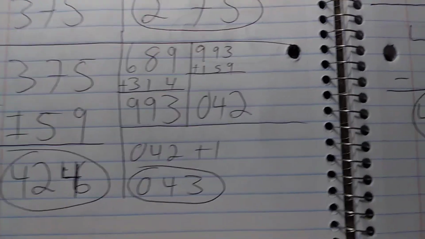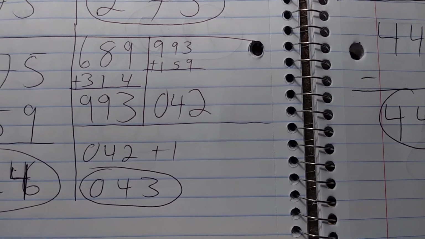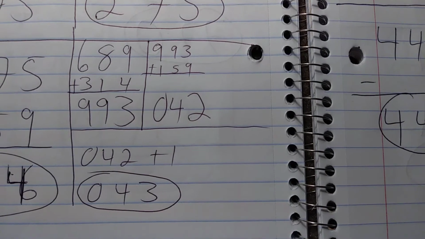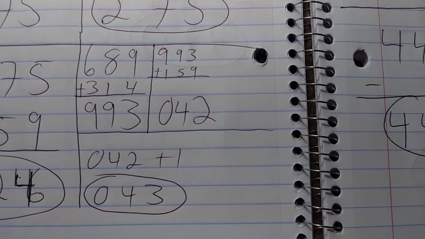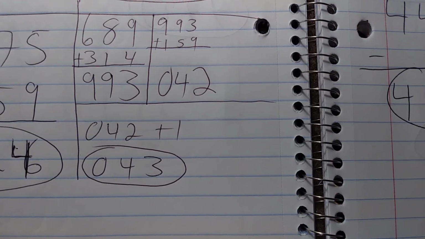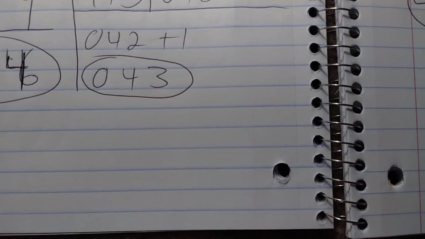You're going to also add on 314 to that 689, so that's 9 plus 4 is 13, keep the 3. 8 plus 1 is 9, and then 6 plus 3 is 9, so 993. And then 993 plus 159, that's going to give 042. And then 042 plus 1 is 043.